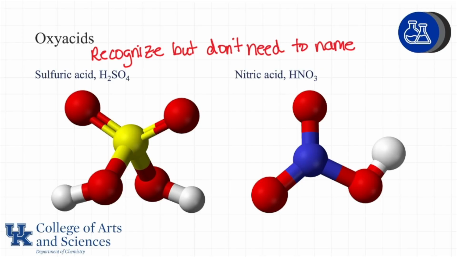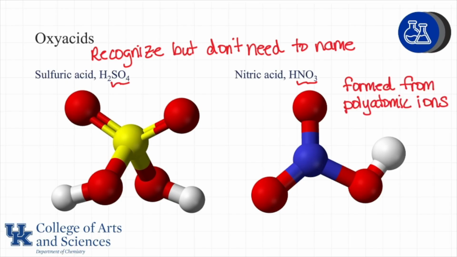Notice that we have sulfuric acid, which has sulfate, SO4 2-, in it, and nitric acid, which has NO3- in it. So these are acids which contain an oxyanion, and an oxyanion is just a polyatomic ion that contains oxygens. So these are formed from polyatomic ions.